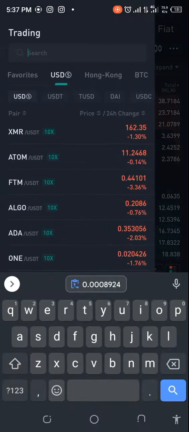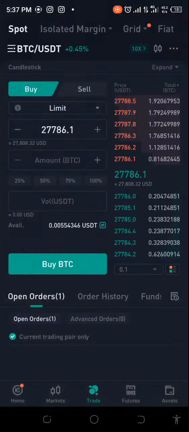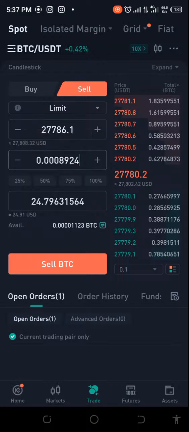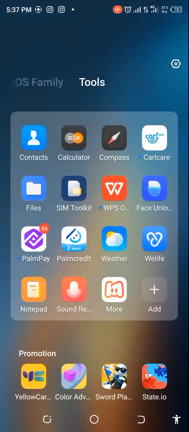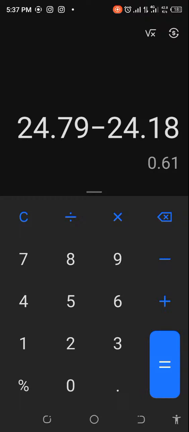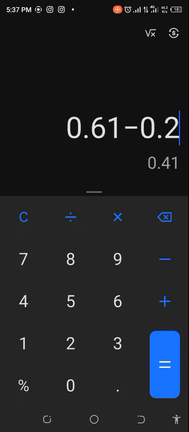Okay, let's go to BTC USDT and see whether we're going to make anything with this. Okay, let's put in here. That's 24.796. So if I check what this is giving me, 24.79. Yes, minus 24.18. We'll make 61 cents. But don't forget, the withdrawal fee is 20 cents. So we must take out the withdrawal fee first.